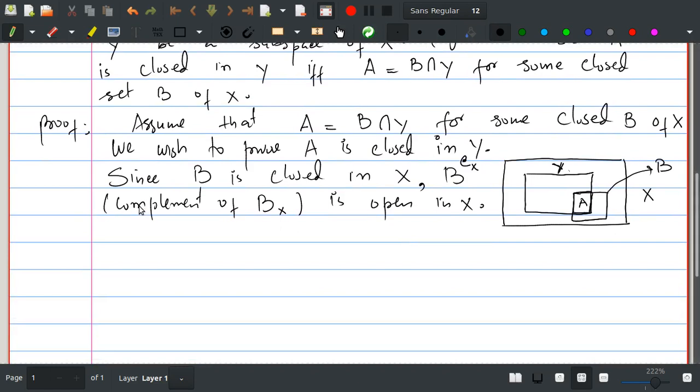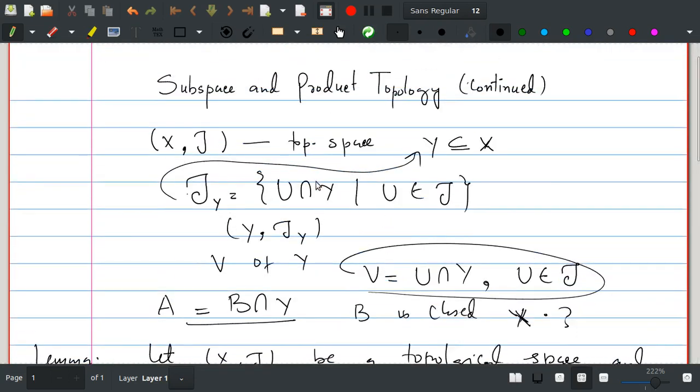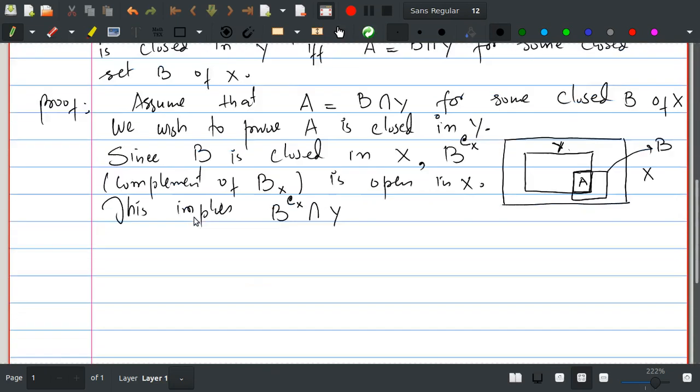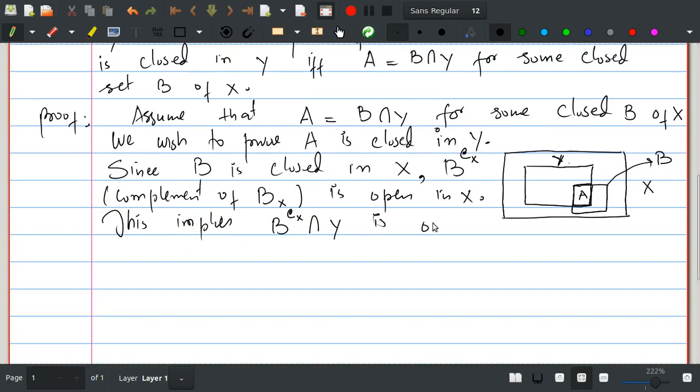So this implies B complement in X intersection Y has to be an open set in Y, because the open sets in Y are going to look like this. I mean, B complement in X is open in X, so if we take its intersection with Y, then this element will be an element here. So this implies this is open in Y.